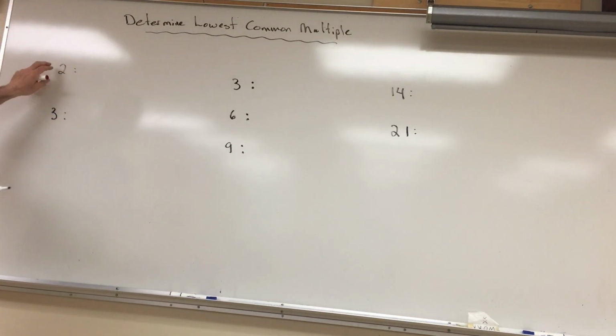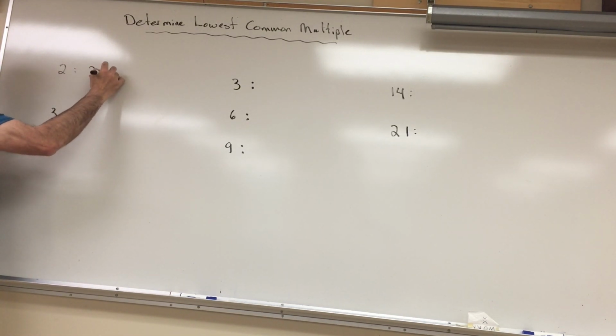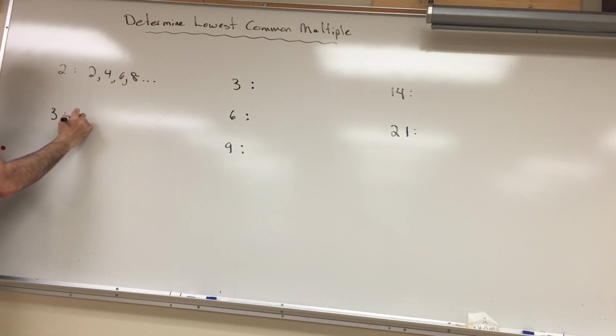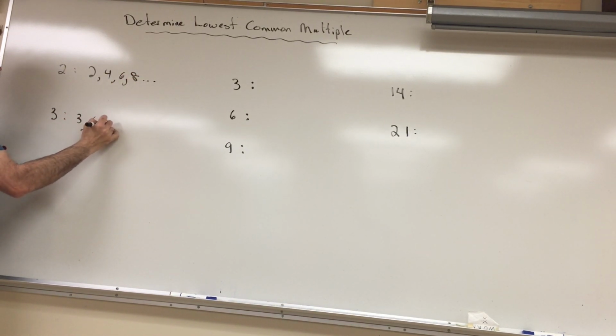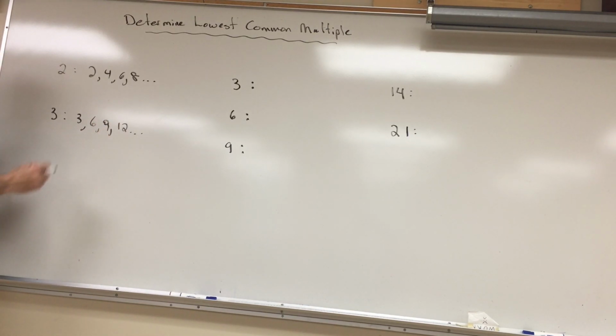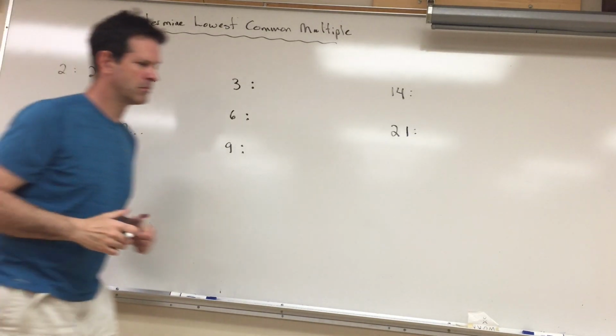So for instance, the lowest common multiple between 2 and 3, if you recall, let's write down the multiples of 2 and 3. For 2: 2, 4, 6, 8. The multiples of 3: 3, 6, 9, 12. The lowest number that both 2 and 3 divide evenly into is 6.